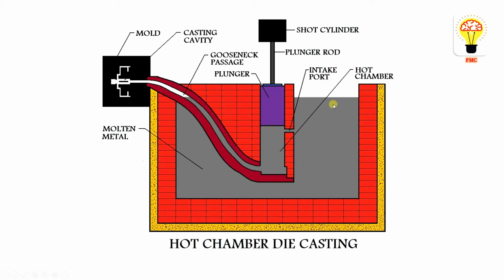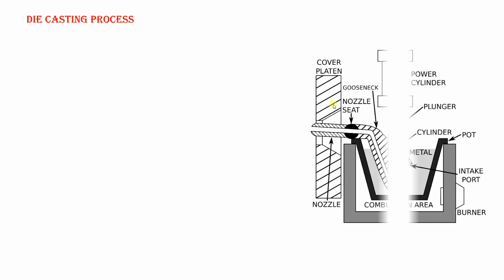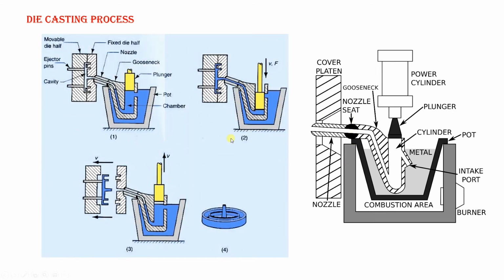All right, and we'll go and see another die casting process. Now here is a schematic diagram, as we have seen before. You can see the combustion area is shown here, nothing but a furnace. Whenever we need, we can start the combustion so that it can melt the metal placed over here. Through this intake port it will go, and when pressure is applied, the nozzle is going to push the material and increase the velocity.